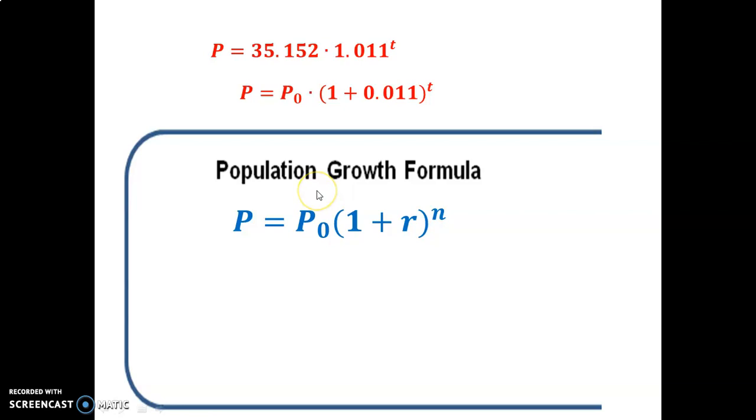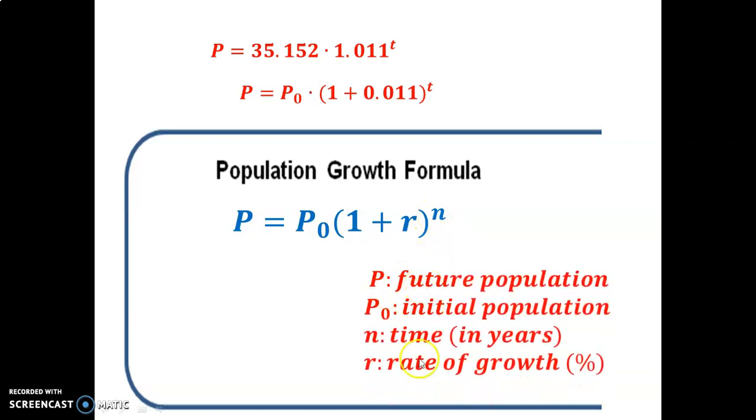It doesn't mean just population of cities or countries. It can mean population of cells in a bacterial culture or whatever, right? It's just growth in general of something. So here's the initial, here's the population we're going to get in the future, 1 plus the rate, and then the number of times we're making the jump. Those are the things that represent the parts of the formula.